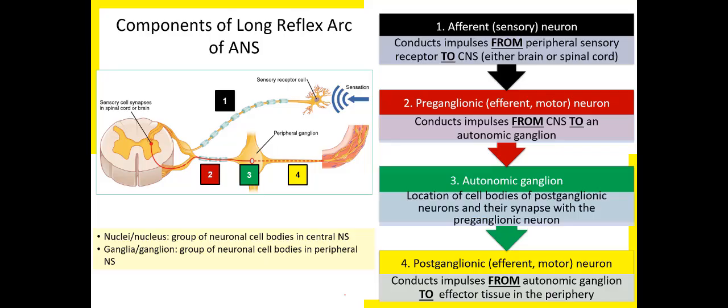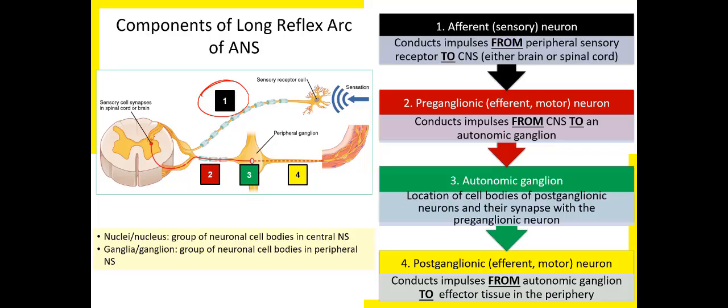The rest of the lecture is on the long reflex arc of the autonomic nervous system, so we're going to focus on the parasympathetic as well as the sympathetic divisions of the ANS. So again, you have this reflex arc where the sensory receptor collects information from the periphery, whether inside or outside the body, and sends it to the central nervous system, either the brain or the spinal cord. There's processing happening in the central nervous system.